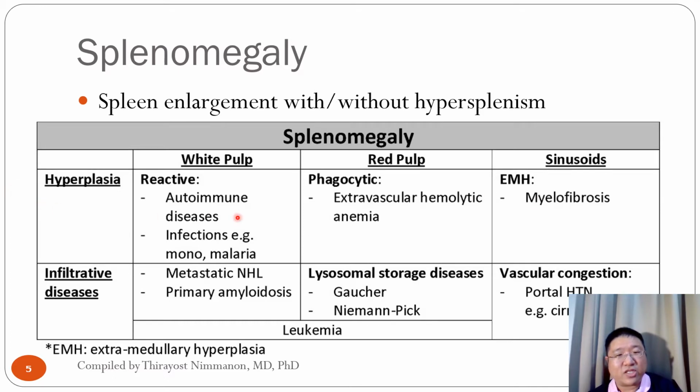And these conditions are hyperplastic conditions, but sometimes splenomegaly results from infiltrative diseases, for example, metastatic non-Hodgkin lymphoma, primary amyloidosis, or lysosomal storage disease, or vascular congestion, for example, portal hypertension, resulting in hypersplenism, resulting in pancytopenia.